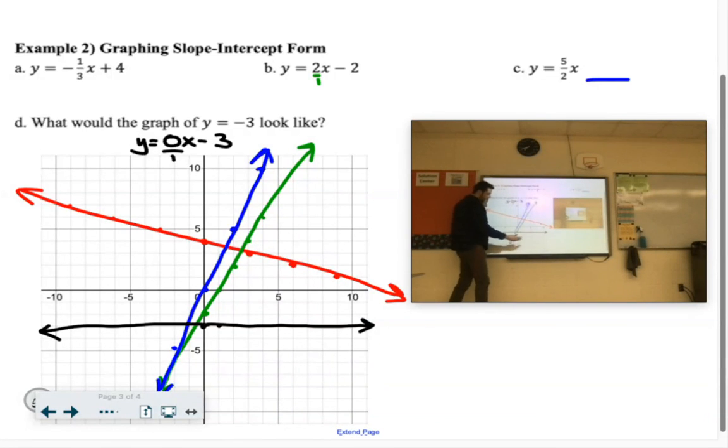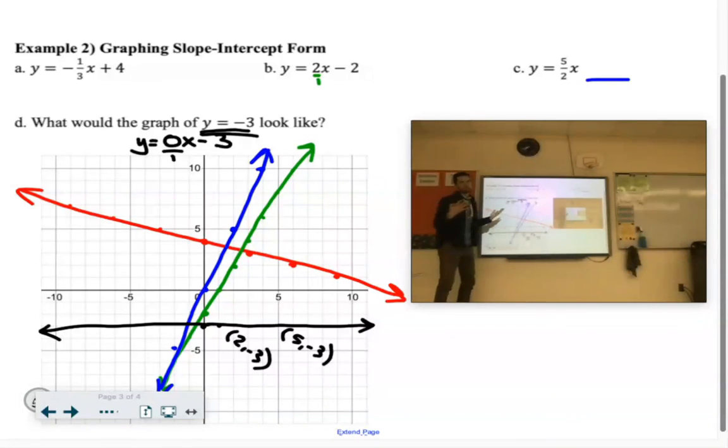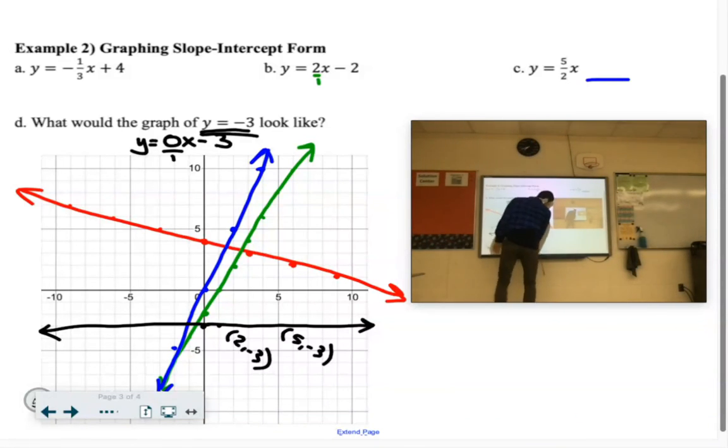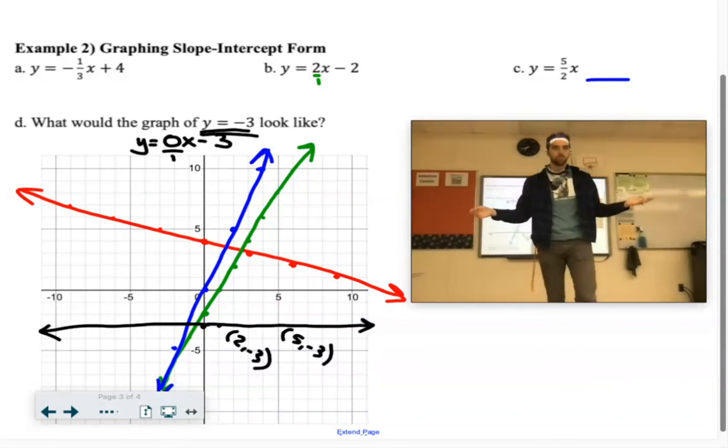Because any coordinate on this line, like this coordinate here, is 5, negative 3. Over here it'd be 2, negative 3. Any coordinate on this line is going to have a y of negative 3. The x would be the only thing that's different. That's it. Just a little review.